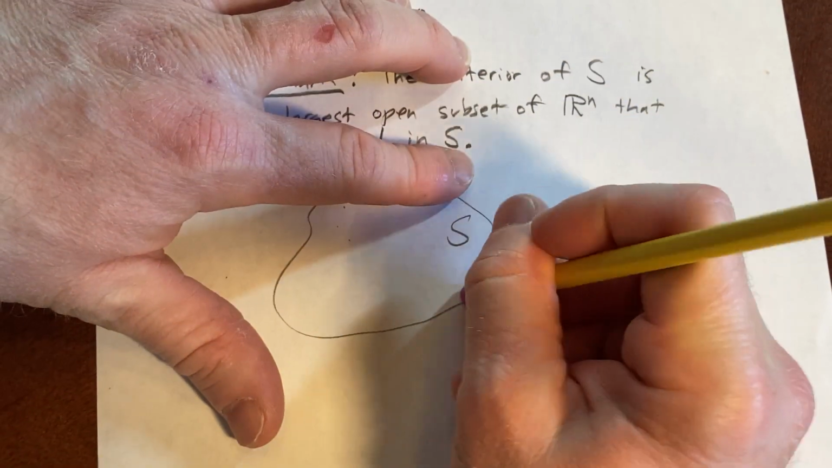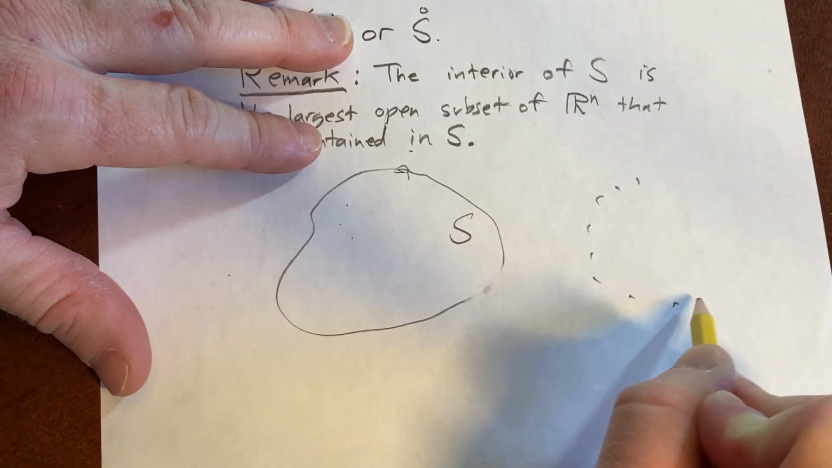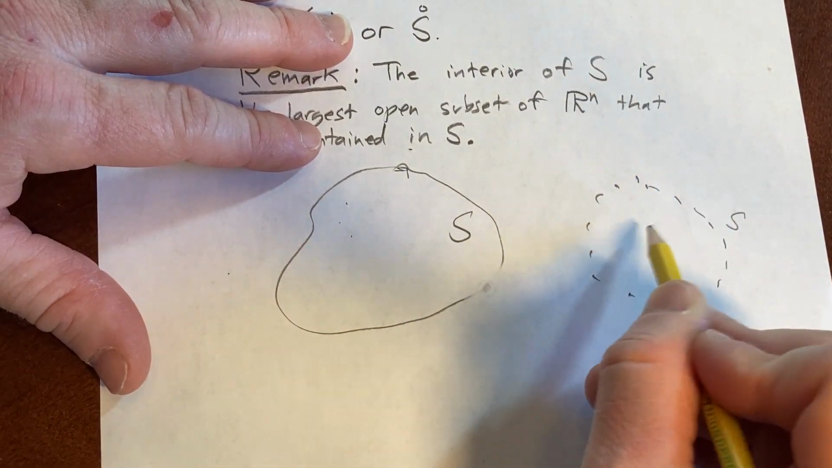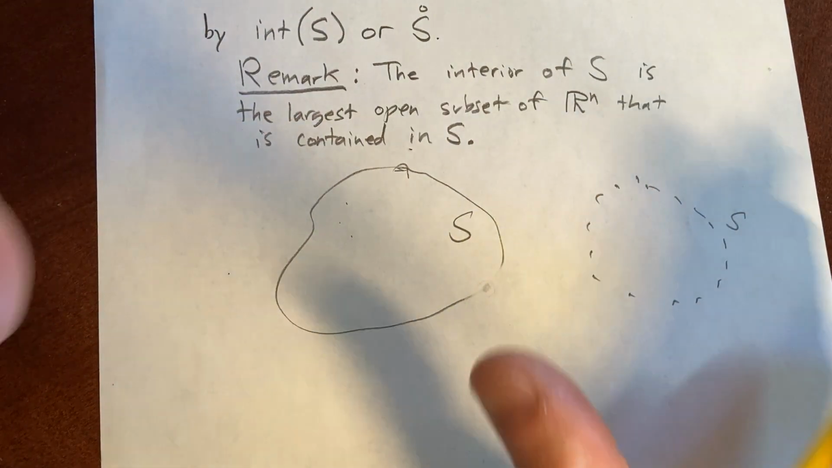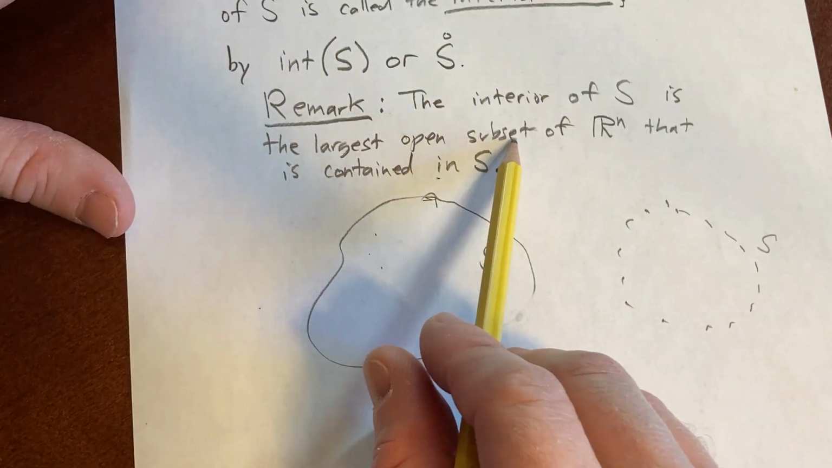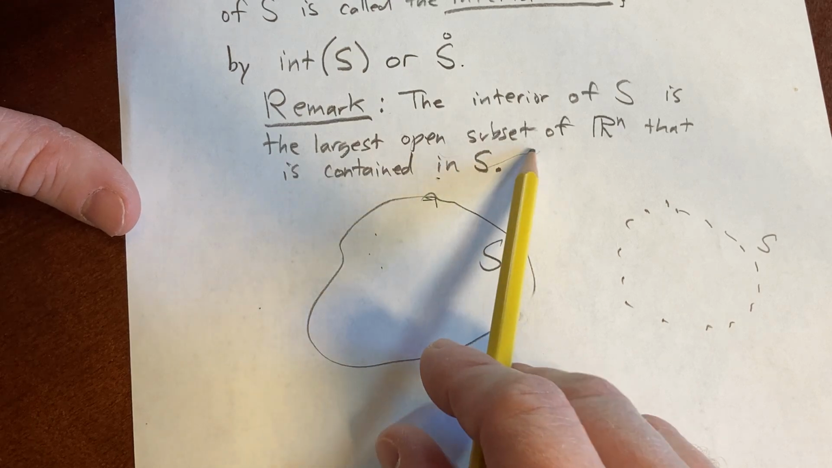Now, it might be the case that that point does not belong to S, right? This could be like something like this, in which case the boundary is not included. In this case, this would be an open set, right? That's the intuitive idea. The interior of S is the largest open subset of S that is contained in S.